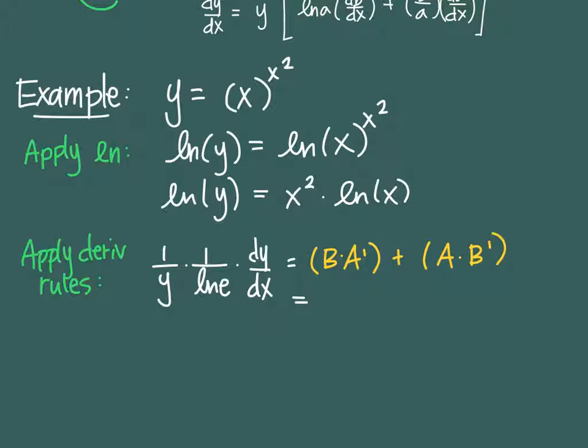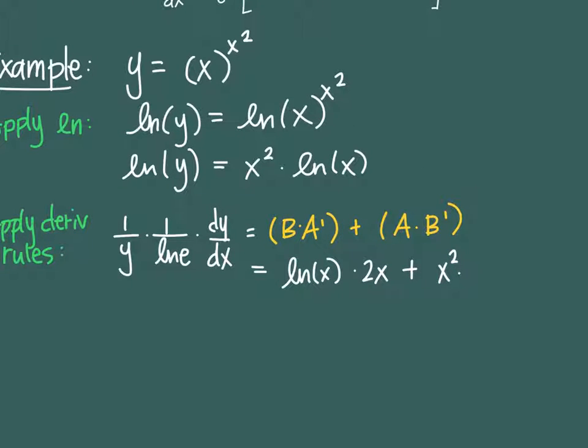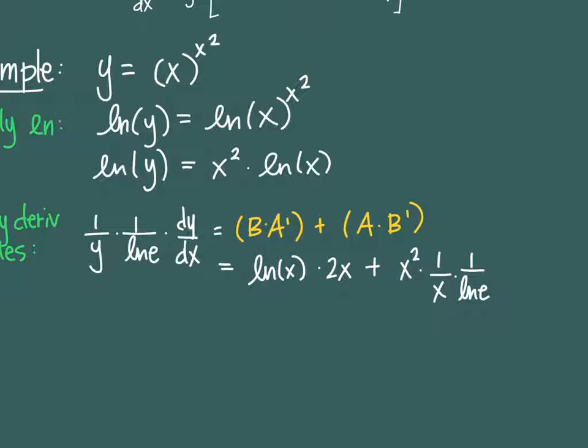So my product rule says have the ln of x go first, and then multiply that times A prime, which is 2x. And the second half of it says, okay, now start with A, which is x squared, and multiply that by B prime. The rule for B prime is the new natural log rule we just learned. So 1 over x times 1 over ln e times the derivative of x, which is 1.